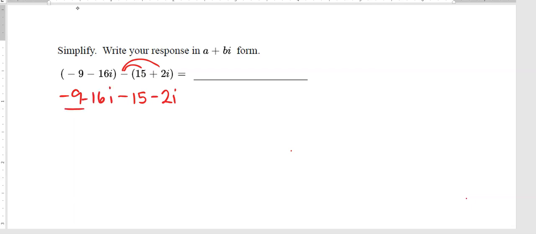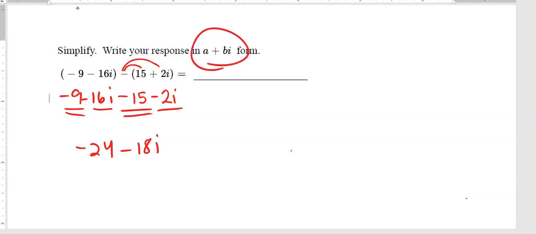And I'd look for like terms. I can definitely combine those numbers. That'll be negative 24. And then negative 16i and minus 2i will be negative 18i. Now make sure your answer is in the form of real plus imaginary. So a plus bi. So ours is, and we're fine.